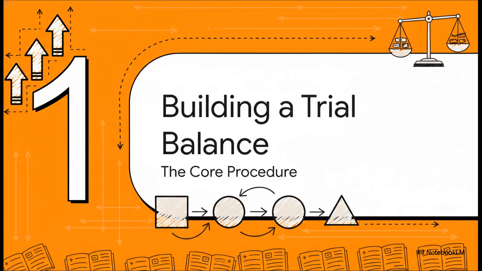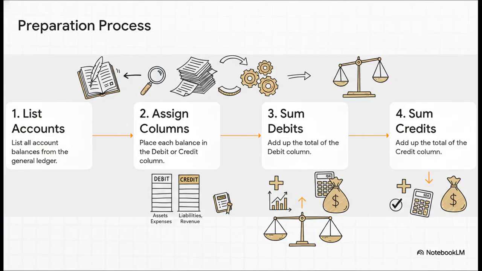All right, so now that we know what it is, let's actually roll up our sleeves and see how you build one. This isn't some kind of accounting magic. It's a very logical, step-by-step process that flows directly from the core principles of double-entry accounting that we've been talking about. The whole process is actually pretty straightforward. Step 1, you literally just list every single account from your general ledger that has a balance. Step 2, you take each account's final balance and you place it in the correct column.